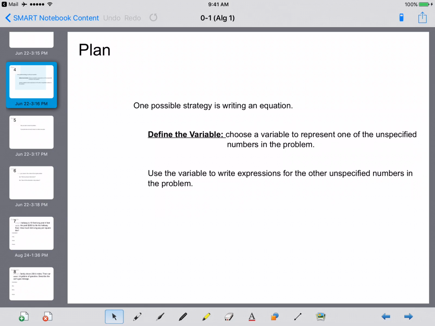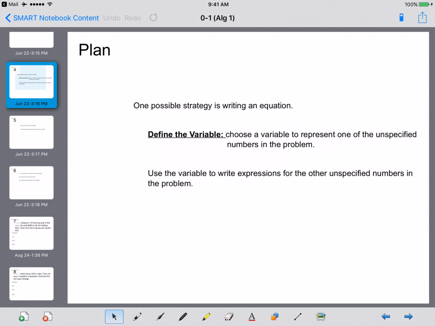Step 2, plan. So one possible strategy that you can use is writing an equation. There are multiple different strategies that you can use, but here in algebra we are going to write an equation. So a vocabulary word that you need to know is define the variable. When you define a variable, you are choosing a variable to represent one of the unspecified numbers in the problem.